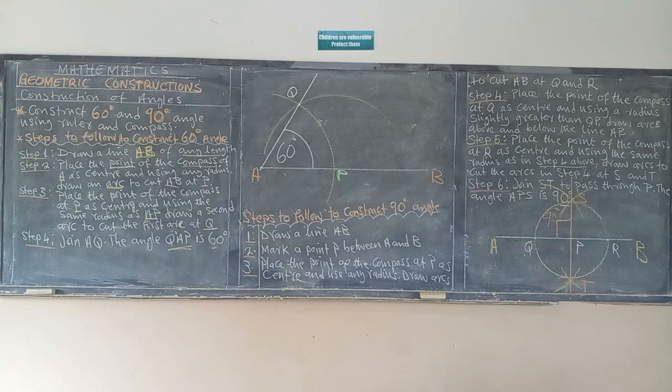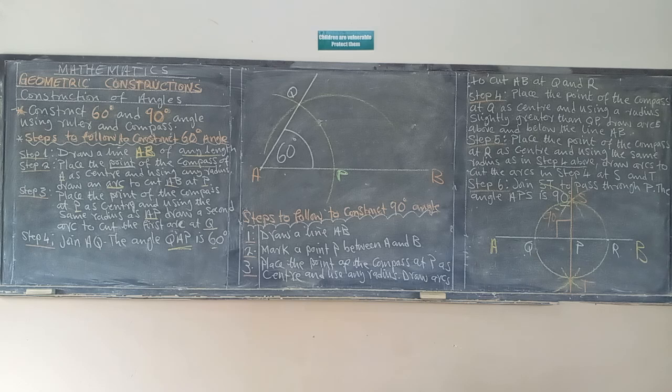Very simple and straightforward. All you need to do is to follow instructions. When you follow the instructions, then the rest of the things will be easy. But if you don't, things will be tough. So just know how to construct a 90 degrees angle and a 60 degrees angle. The rest of the angles will be easy to construct without fail.